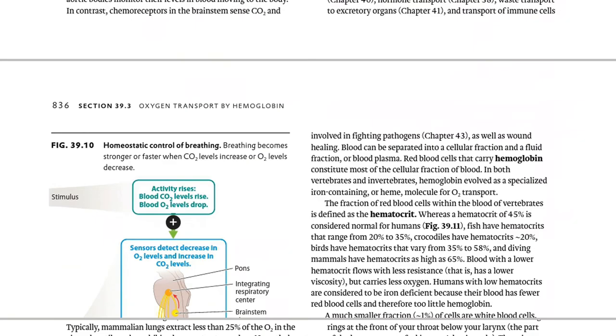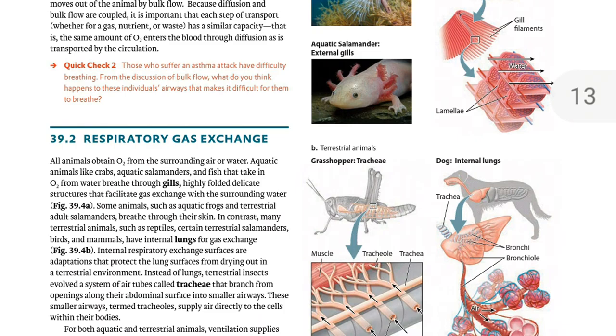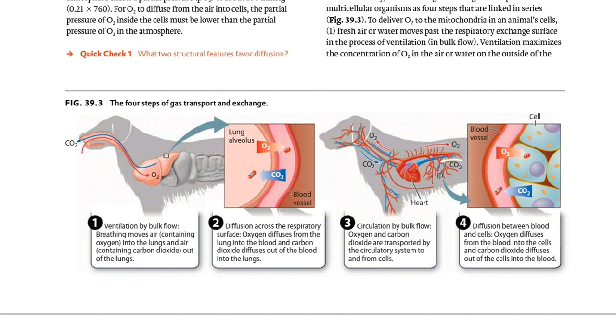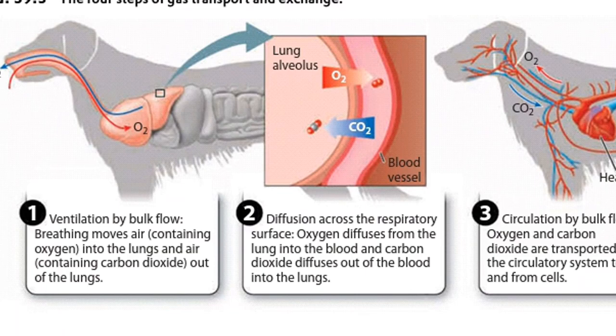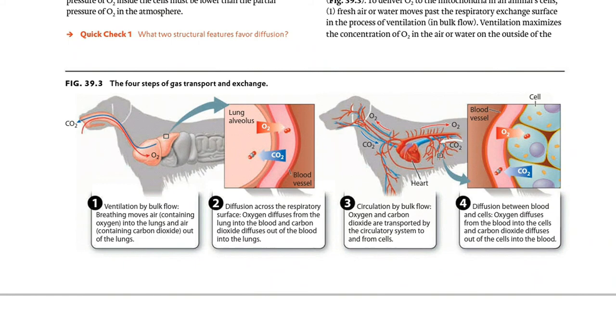Moving forward. Now, in the dog, you can see the lung. So dog is a mammal. So the respiratory organ is lung. Okay.